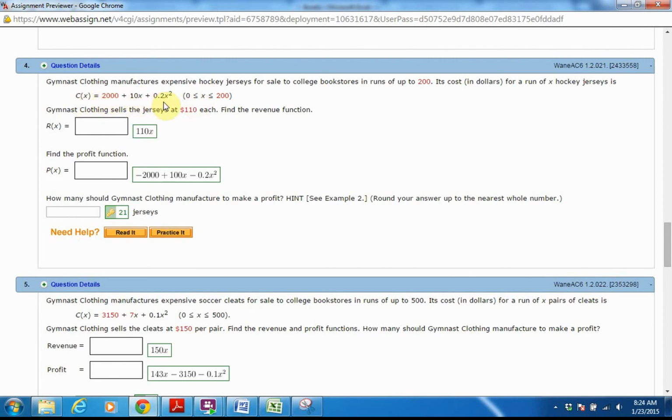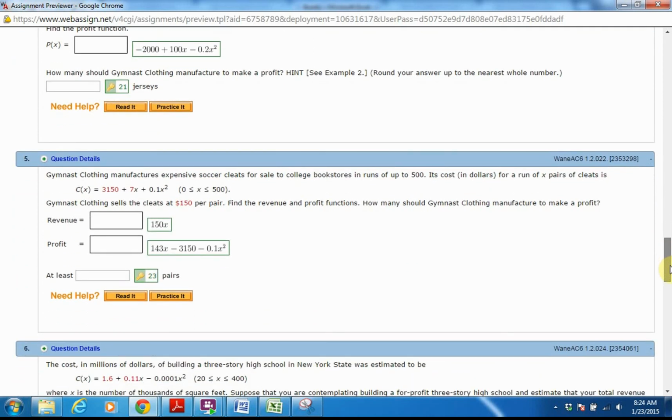One of the things I want you to think about in this one is, if this is the cost function that's given there, gymnast clothing sells the jerseys at $110 each. That means the revenue is 110 times X, or 110X. This profit function comes from the revenue minus the cost. So you see negative signs in there. You definitely want to attend to those. How many should gymnast clothing manufacture to make a profit? Well, again, you're going to goal seek to 0. You want to know where break even is, but break even gives you no profit, so you know that you're going to have to go one higher than the break even value to make a profit.